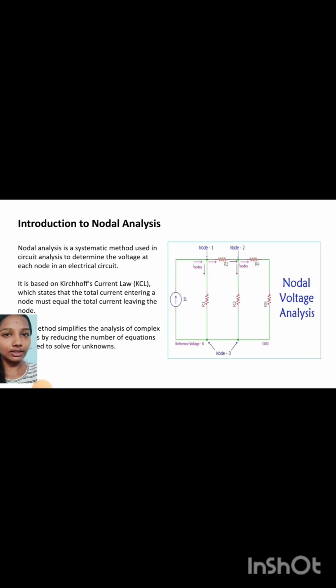Introduction to nodal analysis. Nodal analysis is a systematic method used in circuit analysis to determine the voltage at each node in an electrical circuit. It is based on Kirchhoff's current law, which states that the total current entering a node must equal the total current leaving the node. This method simplifies the analysis of complex circuits by reducing the number of equations required to solve unknowns.